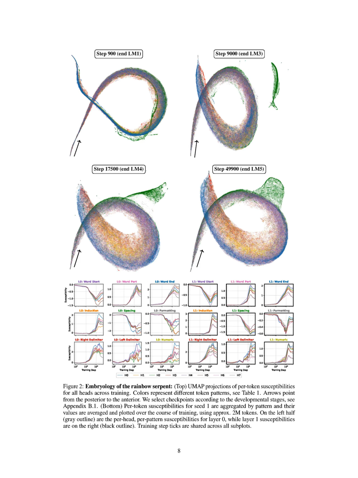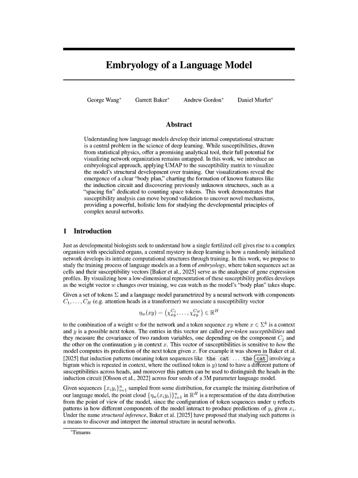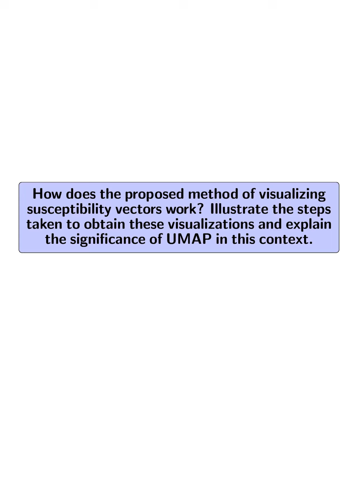This approach allows us to visualize significant structural developments, such as the emergence of the induction circuit and the formation of a spacing fin, providing insights into the model's computational capabilities. Ultimately, our work contributes to the broader goal of structural inference, helping to elucidate the complex dynamics of language model training. How does the proposed method of visualizing susceptibility vectors work? Illustrate the steps taken to obtain these visualizations and explain the significance of UMAP in this context.